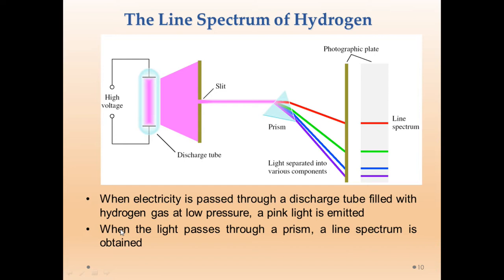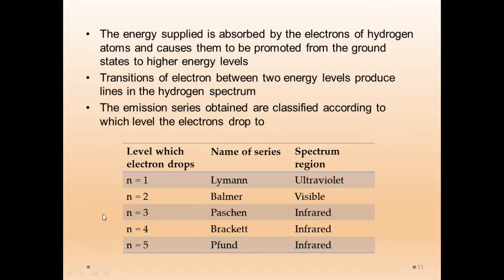This is when electricity is passed through a discharge tube filled with hydrogen gas. Why hydrogen? Simple, it consists of only one electron. At a low pressure, a pink light is emitted. When the light passes through the prism, a line spectrum is obtained. So whatever passes through over here, the line spectrum actually represents the energy gaps in the hydrogen gas. So the energy supply is absorbed by the electron.